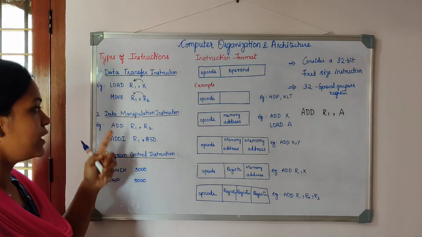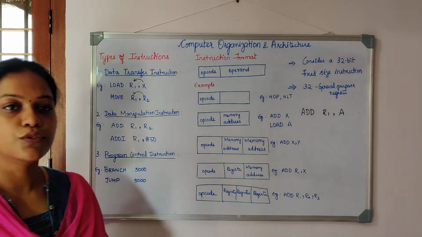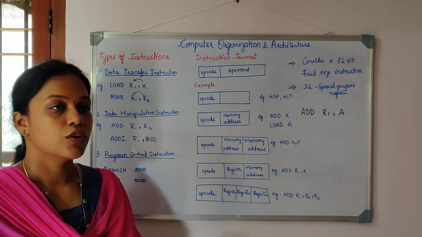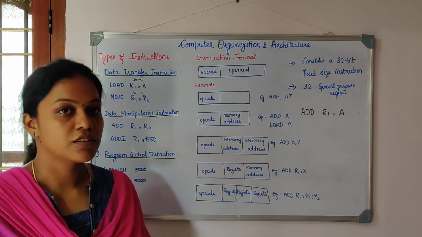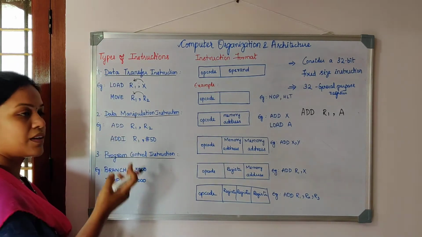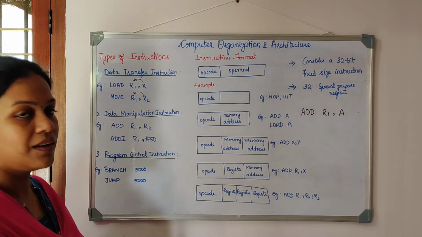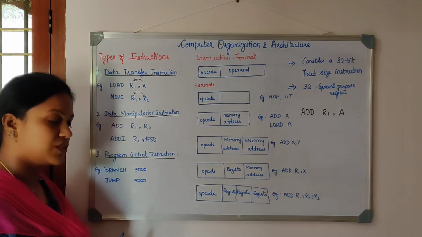Next, moving on to the data manipulation instruction. It is used to perform arithmetic and logical operations on the data available. Examples: add, add immediate, subtract, multiply, divide, and so on. Let us see in detail about each and every instruction.